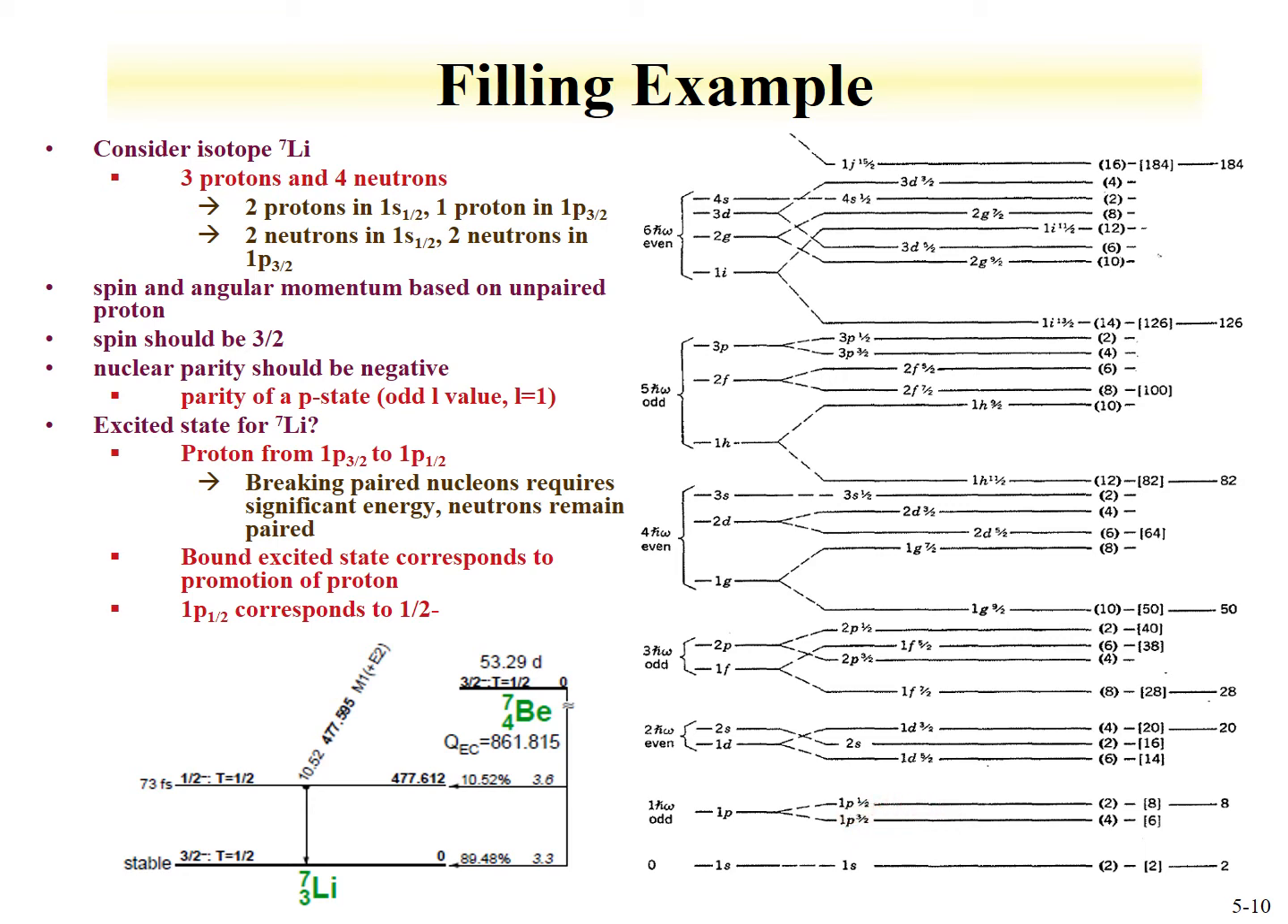We would expect the excited state of lithium-7 to have a spin and parity based upon the 1p 1/2. So the spin would be 1/2. The parity is based upon the angular momentum p. It's an odd L, so it should be negative parity. We would predict that it would be 1/2 minus, and that is what we see. The excited state's 1/2 minus, and it correlates with the shell model.